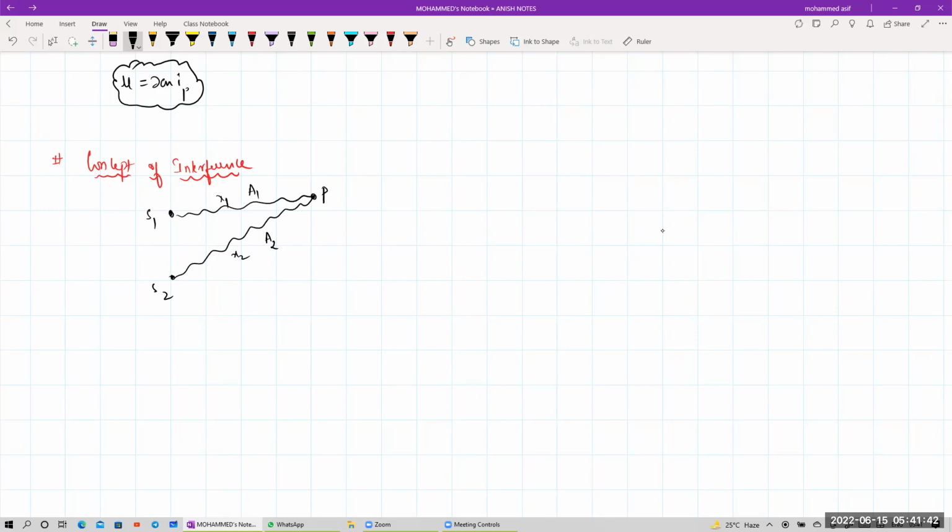Then what is happening here? The rays of light are getting superposed. If I am superposing these two waves, the first wave equation is y1 is equal to a1 into sine of omega t minus k x1. Similarly y2 will be equal to a2 into sine of omega t minus k x2. If we superimpose both of them, y is equal to y1 plus y2, and we get the resultant intensity.